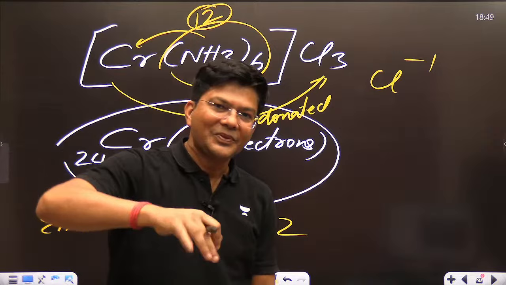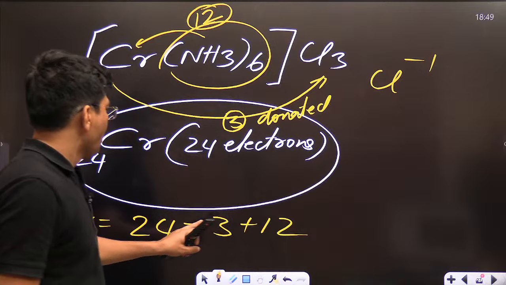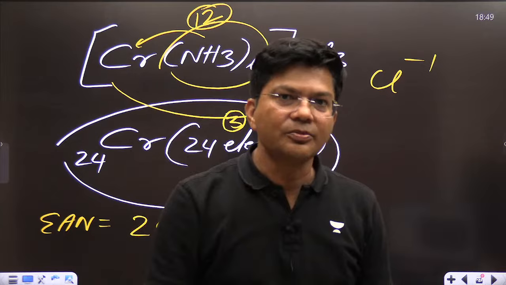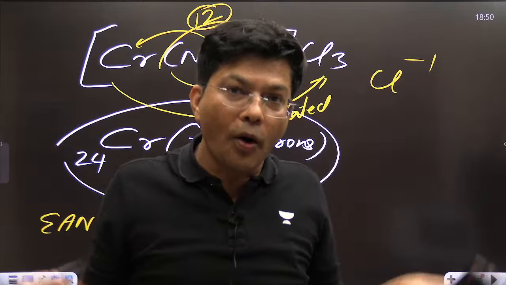The same thing I have visualized in a different way. Chromium has lost 3 and gained 12. Everyone, is this method a nice method? So overall, how many electrons does chromium have in this complex? That is the effective atomic number.